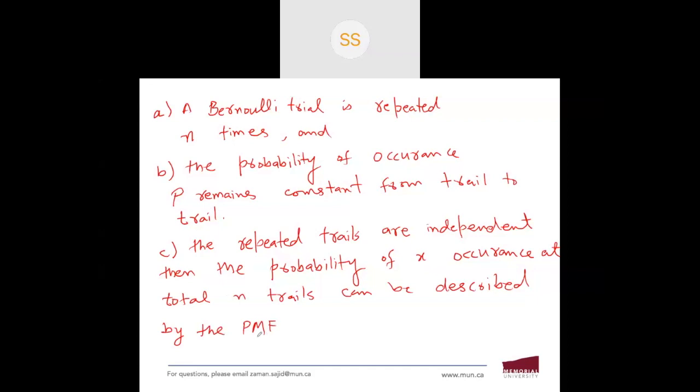Now you must be very clear why I'm using the word PMF here, because I'm talking about the discrete random variable. When we go to the continuous random variable, I will talk about the probability density function instead of the probability mass function here, of a binomial distribution.